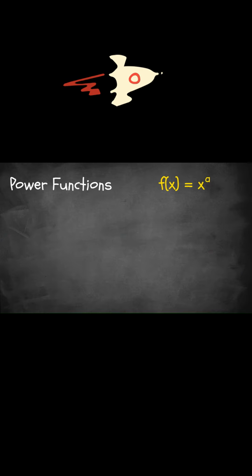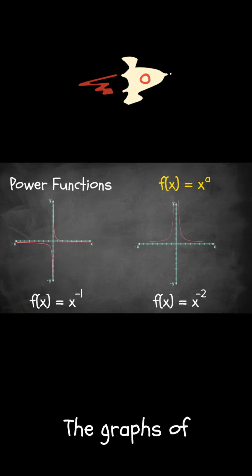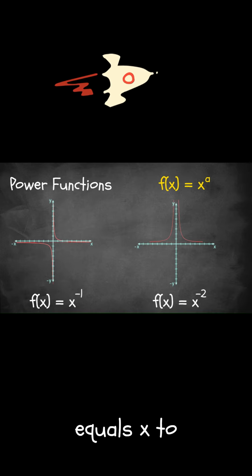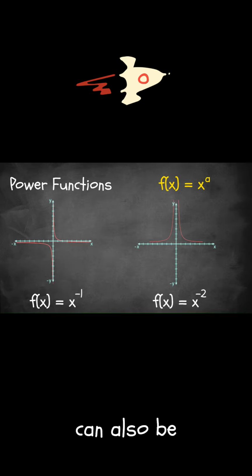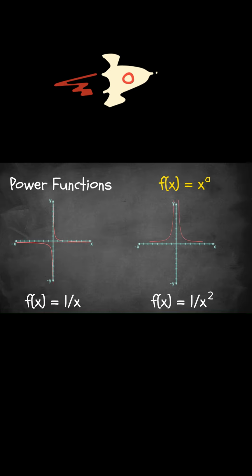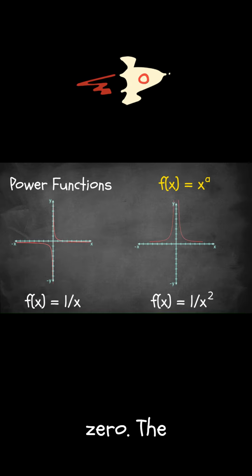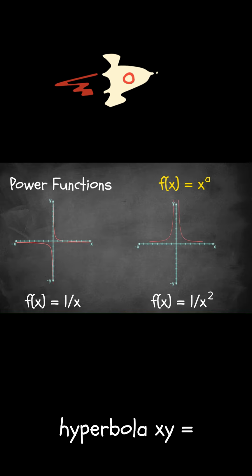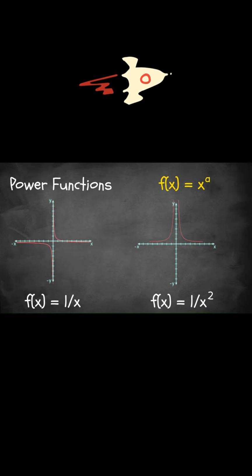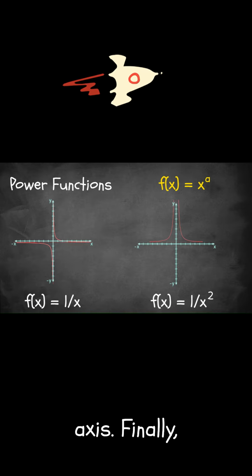Consider the case when a equals -1 or a equals -2. The graphs of functions f of x equals x to the power of -1 and f of x equals x to the power of -2 can also be written as f of x equals 1 over x and 1 over x squared respectively. Both functions are defined for all x not equal to 0. The graph of y equals 1 over x is the hyperbola xy equals 1, which approaches the coordinate axis far from the origin. The graph of y equals 1 over x squared also approaches the coordinate axis.